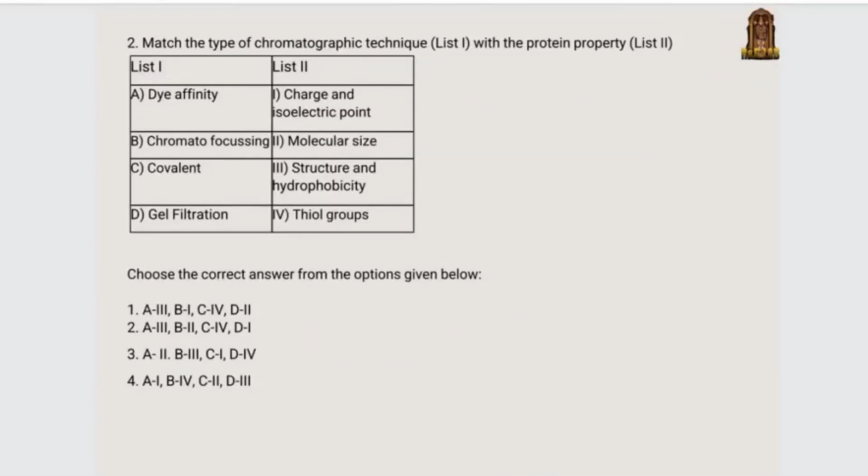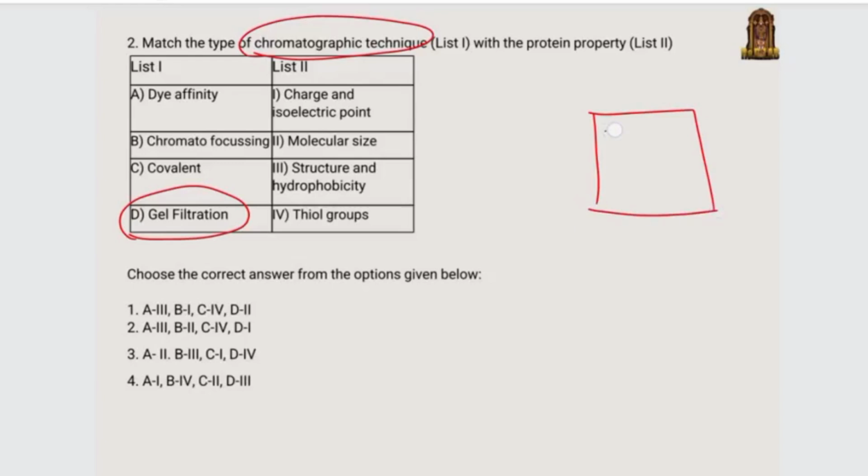So here is the chart of chromatographic techniques, and you have to match list 1 with list 2. So let's start with the simplest one, that is the gel filtration. Most of you know about gel filtration. You want to segregate the proteins. And if I talk about SDS-PAGE, that is a type of gel filtration. In that case, the proteins will be negatively charged due to the presence of SDS.